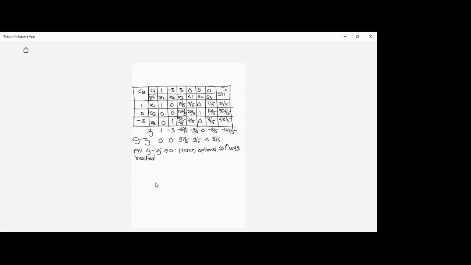So if I have to write the final answer, x1 is equal to 31 by 5, x2 is equal to 0, because the x2 variable is absent. We have s2. x2 is not present and x3 is equal to 58 by 5. I got the value of z minimum, as it is a minimization problem. The z minimum value is minus 143 by 5, and this is the final answer that I got.